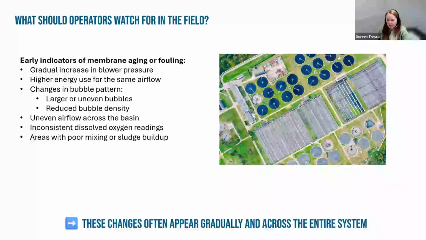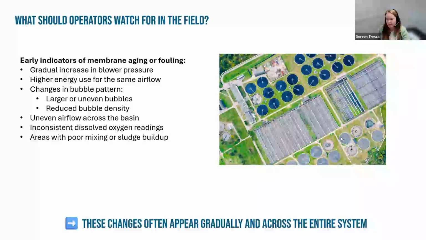One of the most common indicators is a gradual increase in blower pressure, which we've already touched on. A gradual increase in blower pressure, even when the airflow demand hasn't changed, is one of the earliest indicators that you have some buildup on your membrane. Along with that, once you turn up those blowers, you're going to see higher energy use to achieve the same level of aeration. So if you have to start turning your blowers up higher and you're spending more on electric costs, but you're not really treating more efficiently, that's a sign that there is something going on with your membranes.